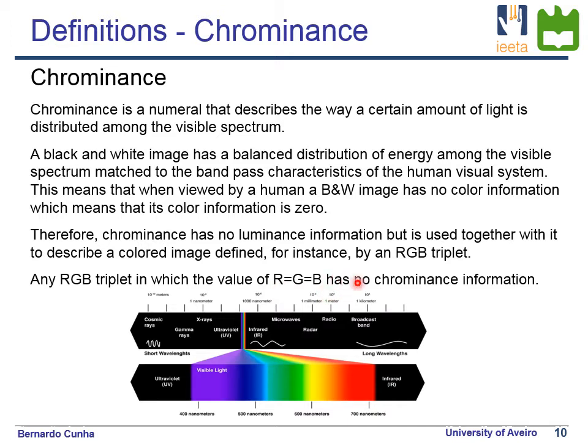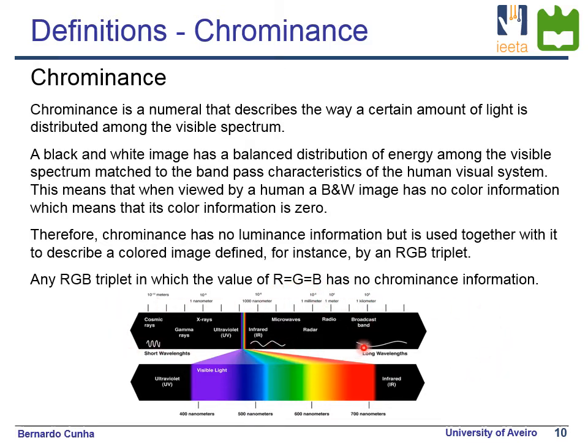So if we want to extract, for instance, a black and white image from a color image, what we have to do is to make some sort of transformation in order to ensure that for every pixel, the value of red, green, and blue is exactly the same.